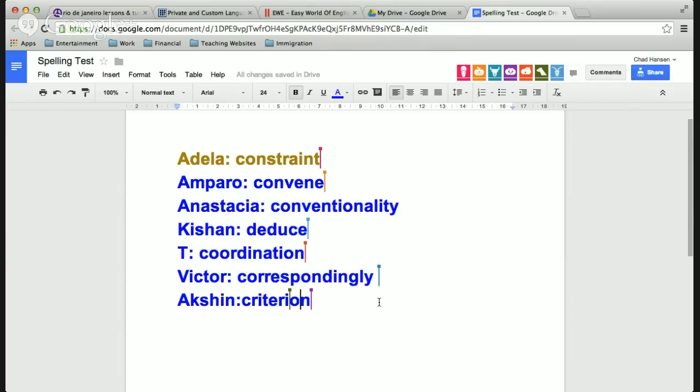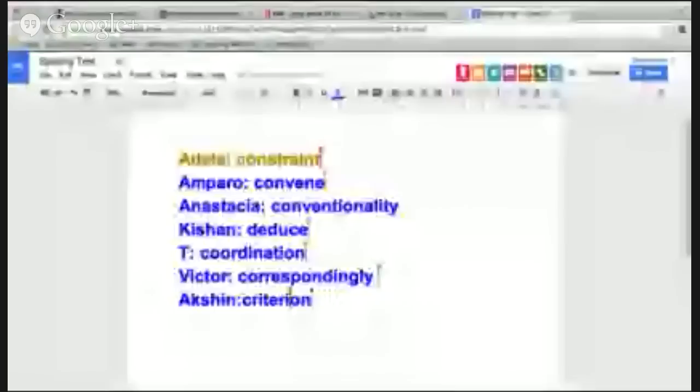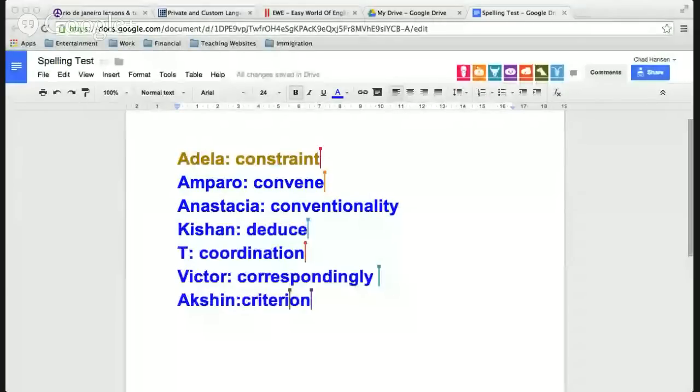Okay, so the criterion, coming from criteria. From what I understand, it's the plural of criteria. All right, very good. So it is with an O-N at the end, I-O-N. Good, nice job. Nice job, Action. Let's go to Adela.